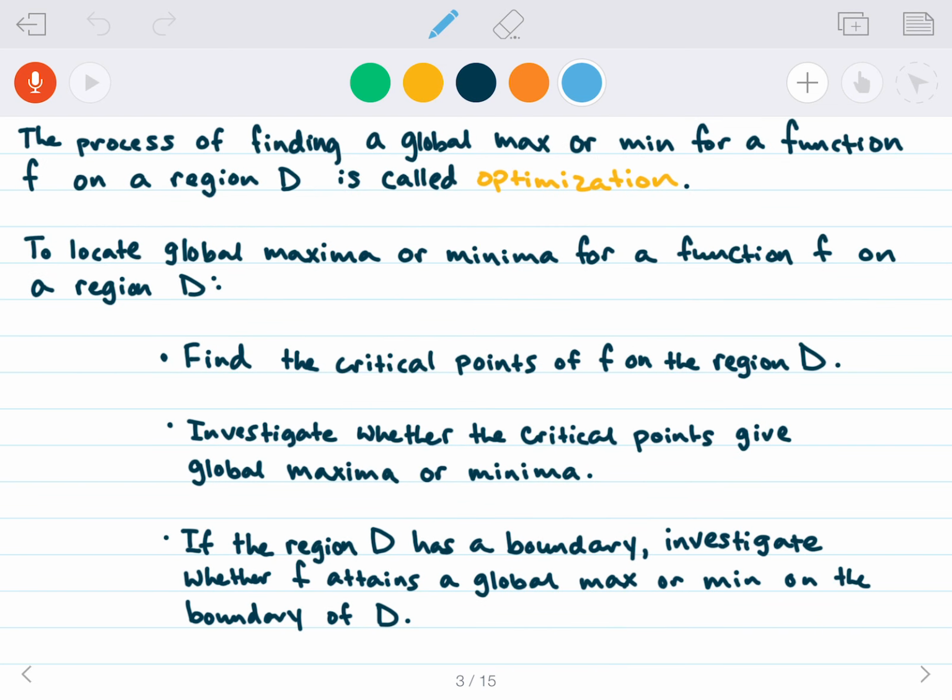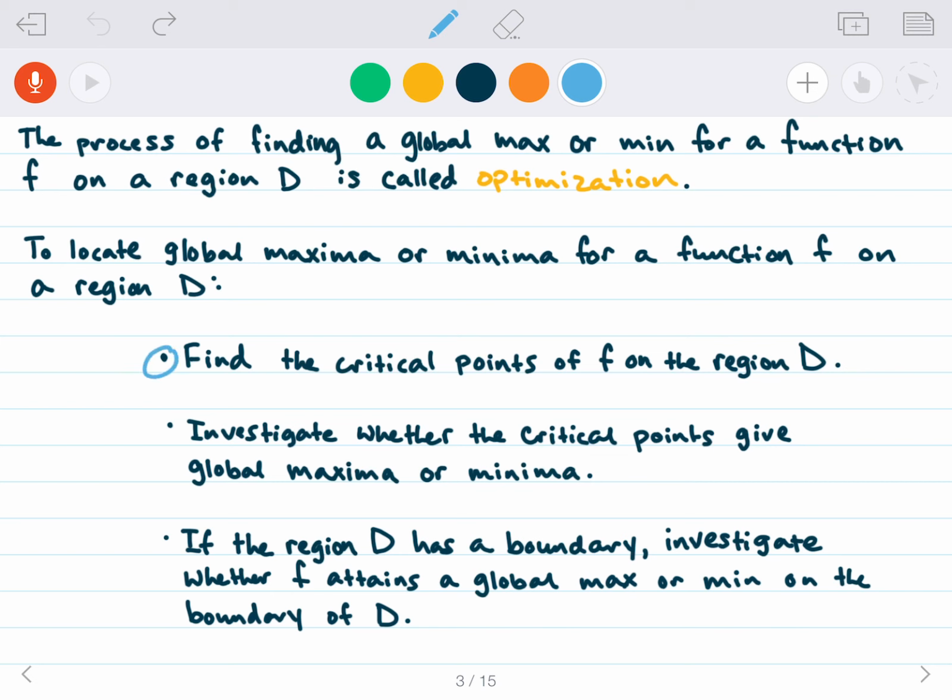Okay, so this is from your textbook again, the process of finding a global max or min for a function on a region D. Okay, they call it R in your book, but you'll see why I call it D in just a little bit. But it's called optimization. Okay, so just like we did in Calc 1, we're trying to find the absolute max or absolute min value of a function. This time our function is in multiple variables. So to locate global max or min, here are the steps.